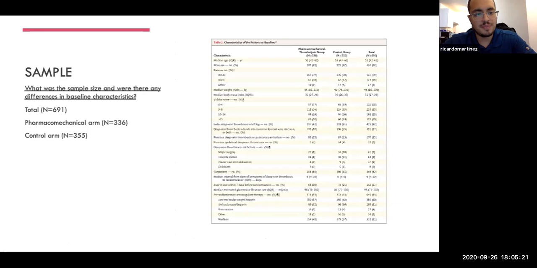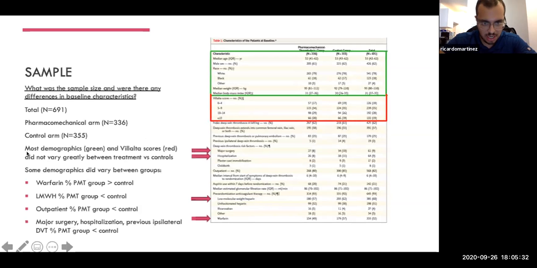So total sample size was 691 patients. The pharmacomechanical arm had 336 and the control arm had 355. And mostly the demographics and the Vedantham scores are pretty similar between both groups, but there were some differences, particularly some of the pre-treatment things that were going on with each of the groups. So the amount of warfarin in the PMT group was greater than in the control group. Low molecular weight heparin was used more in the control group, and patients were seen in the outpatient setting more for the control group as opposed to the PMT group. And then major surgery, hospitalizations, and previous ipsilateral DVT were more common in the control group as well.